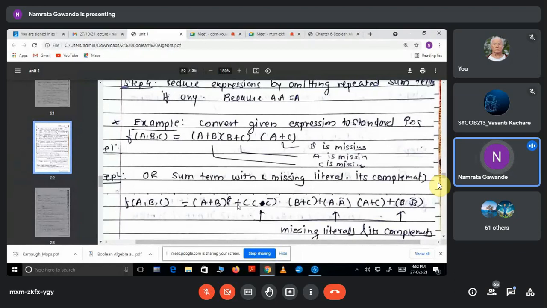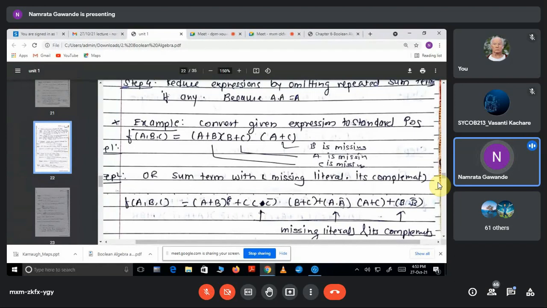So here you have to take this term and you have to take the ORing with the previous term. Okay. This term we have added. Based on which concept we have added this term? Because this is the missing literal. But we cannot take this missing literal. We have to take its complement. And when we are taking the complement, you have to use here dot. Okay. B plus C next. Which one is missing? A dot A bar. A is missing.